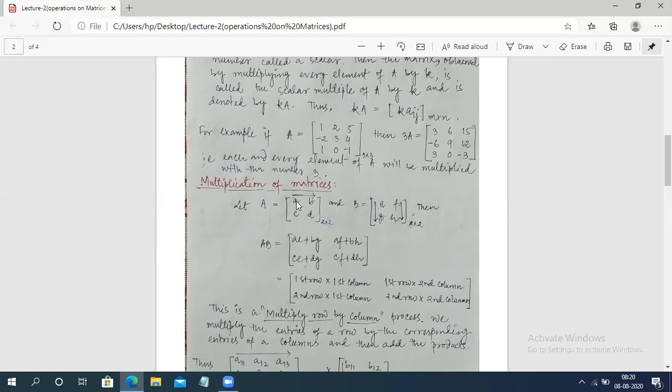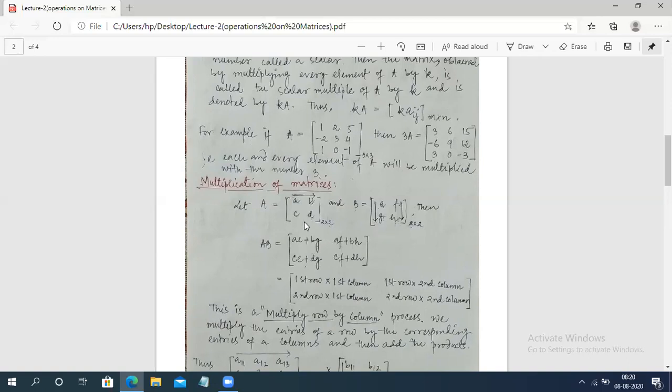That means A into E plus B into G. This is the first element. Again, we are considering the first row: the first row with the first column, then the first row with the second column. That is A into F plus B into H. So the first row is complete.